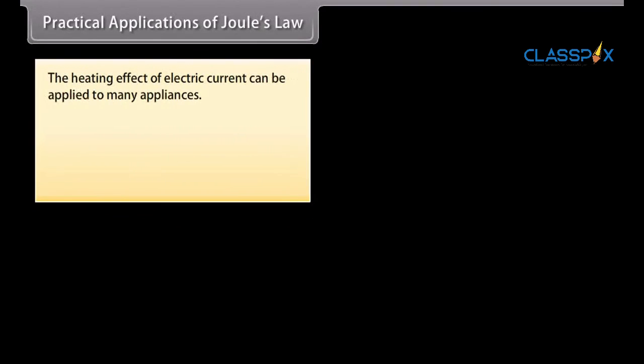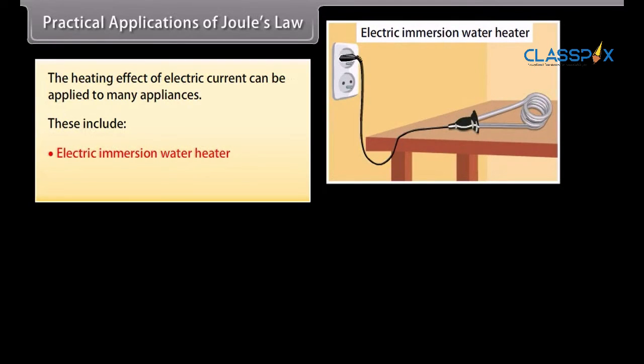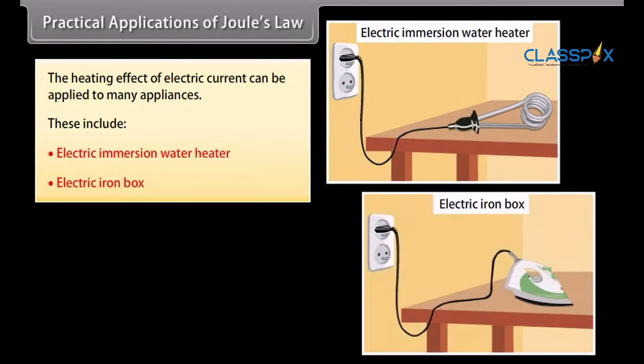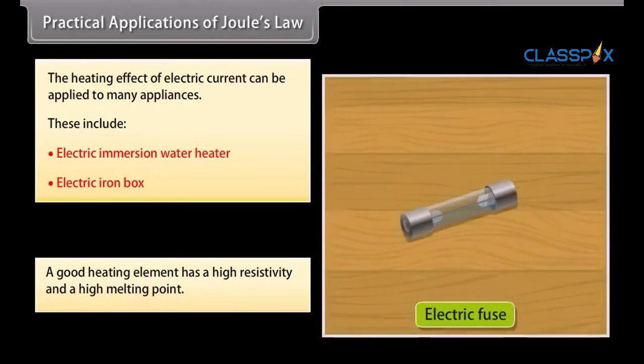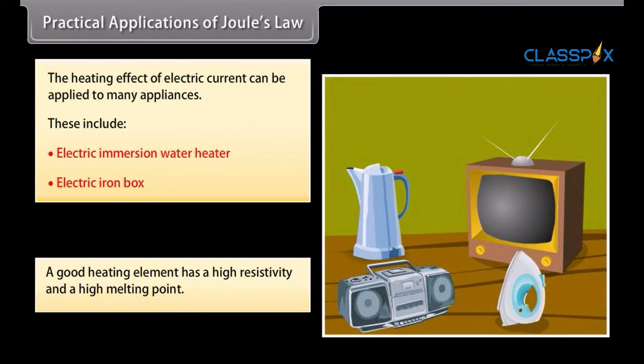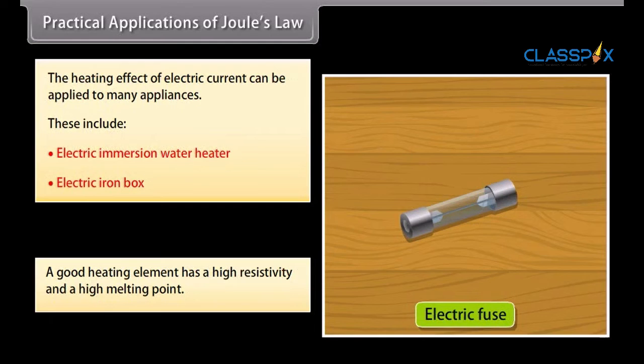Practical applications of Joule's law. The heating effect of electric current can be applied to many appliances. These include the electric immersion water heater and the electric iron box. A good heating element has a high resistivity and a high melting point. For example, an electric fuse is an example of the heating effect of electric current. The rating given as 3A of an electric fuse states that the maximum current it can sustain is 3 ampere.